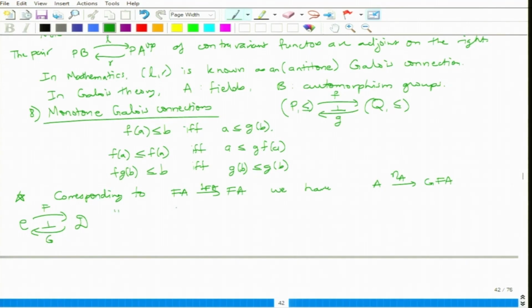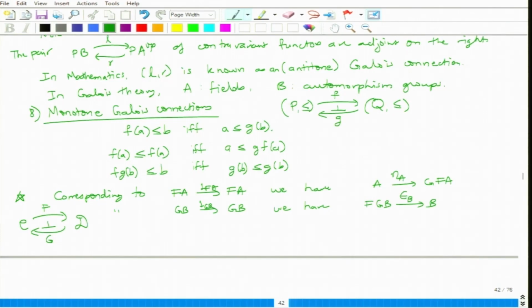And corresponding to GB to GB, 1 GB, this is happening in category C, we have a corresponding morphism in category D, which is called FGB to B, and that's epsilon sub B.